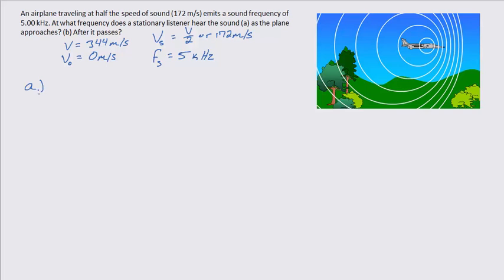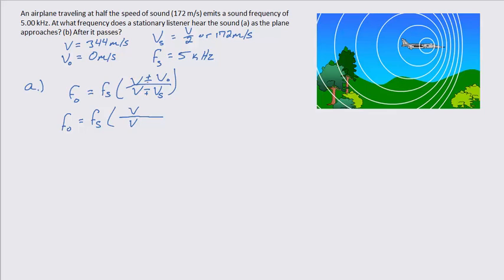So in part A, we're asked what frequency does the listener observe as the plane approaches. So using our Doppler equation, we have the frequency of the Doppler is equal to the frequency of our source multiplied by the velocity of sound plus or minus the velocity of our observer, divided by the velocity of sound minus or plus the velocity of the source. Well, since our observer is stationary, we know that our equation can be written as just the speed of sound in the numerator. And now we need to determine if we'll use a plus or minus in the denominator.